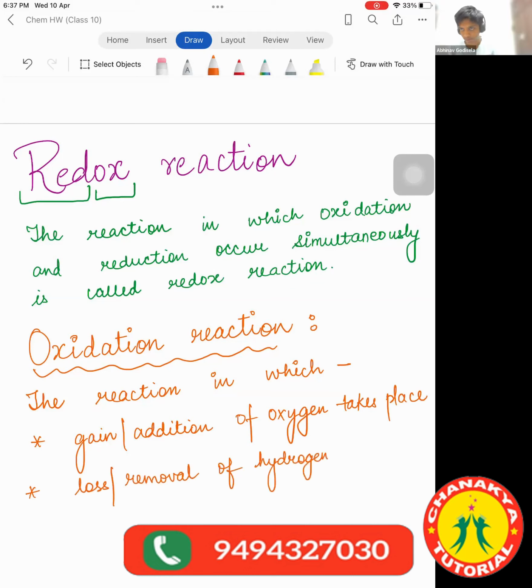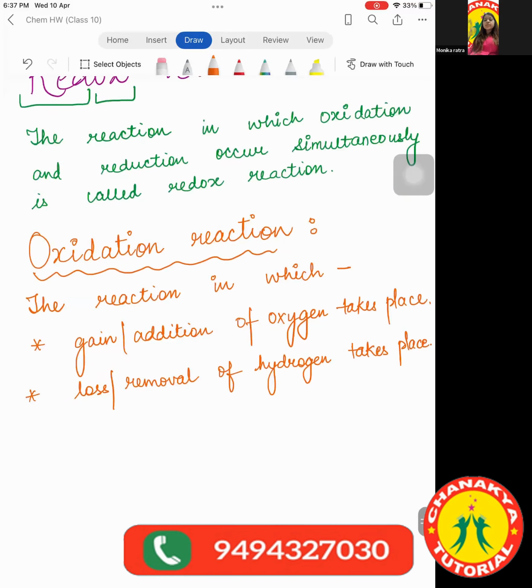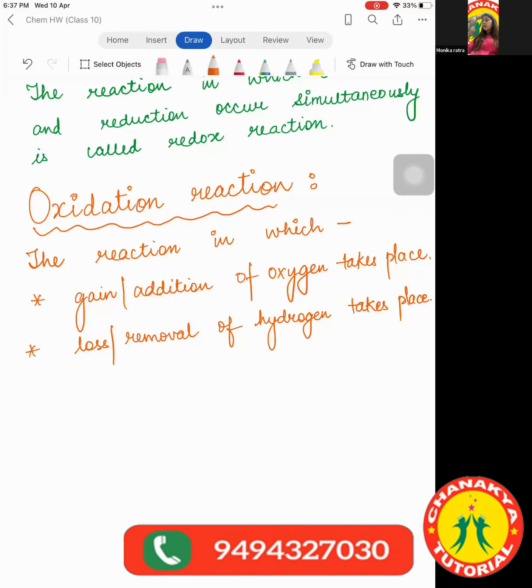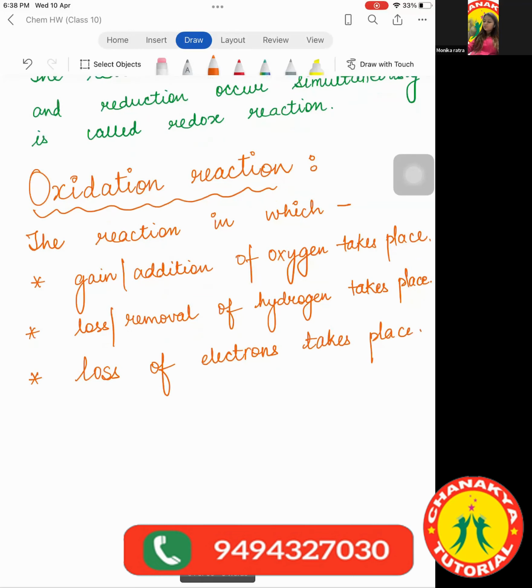What about electrons? That is another thing I will tell you. Clear, everyone? This is the most basic definition of oxidation reaction. I'll mention the electrons also. In case of an oxidation reaction, the loss of electrons takes place. The reaction in which the loss of electrons takes place is also known as the oxidation reaction.